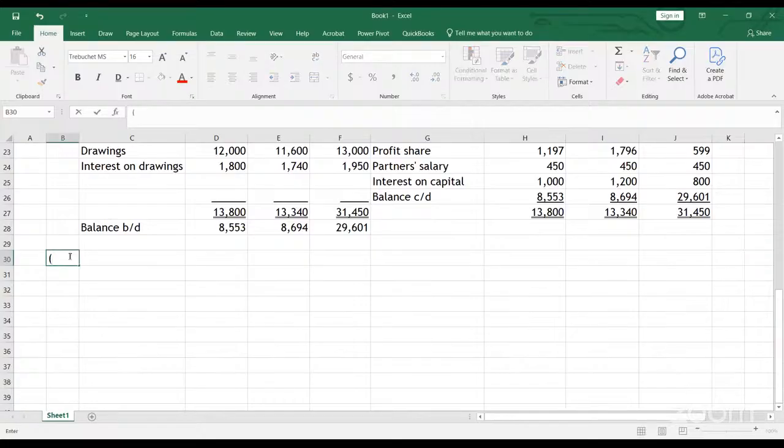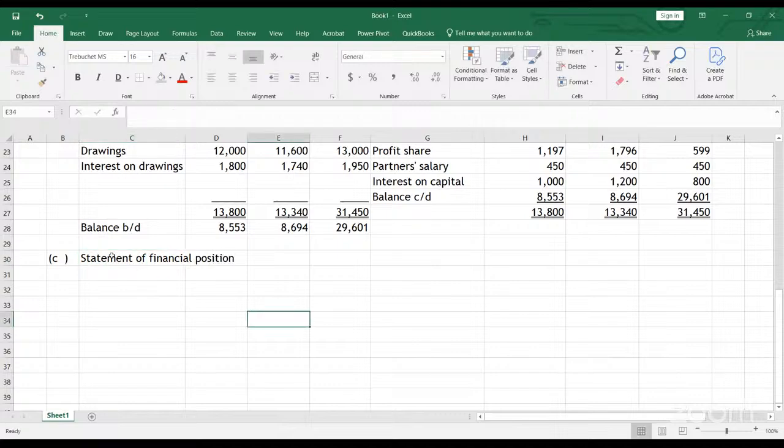So this is part C. So we want to come up with a statement of financial position.